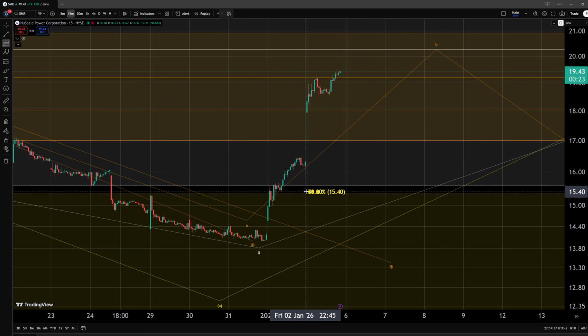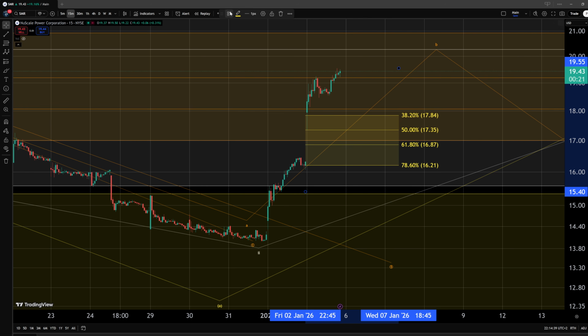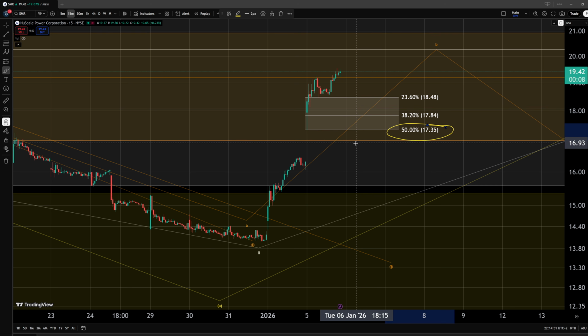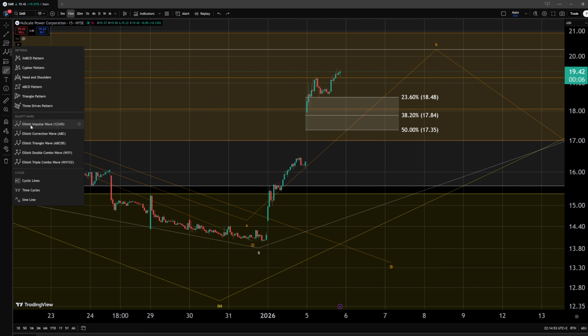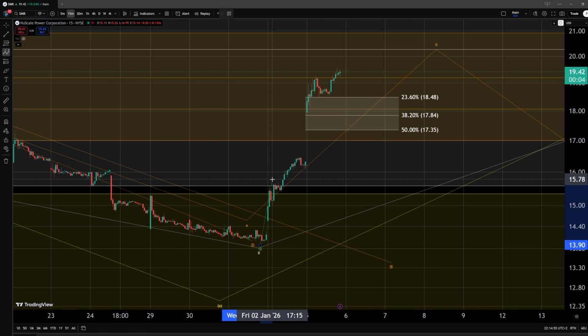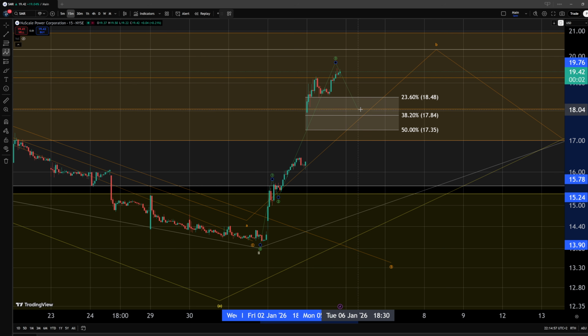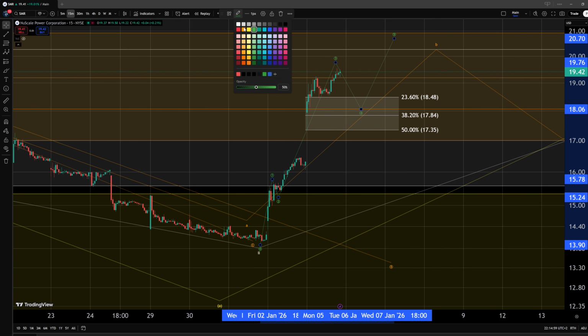But assuming that we have actually topped, I can provide you here an internal area of support for such an idea, and here it would be between the $18.5 level all the way down to the $17.4 level, where a break below the 50% retracement would actually be quite a severe warning sign that this structure is not going to manage to form an internal 5-wave move to the upside.